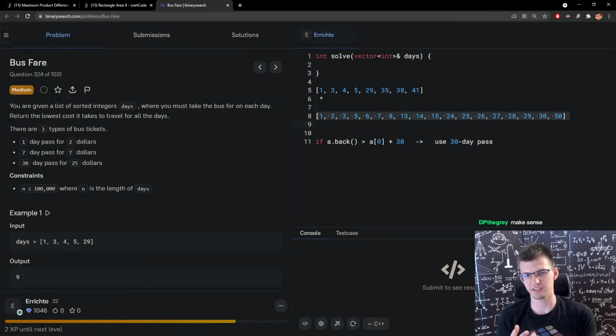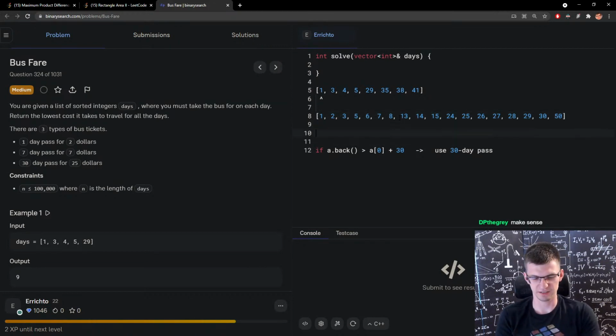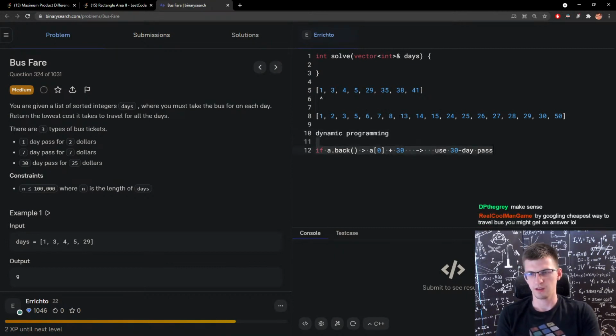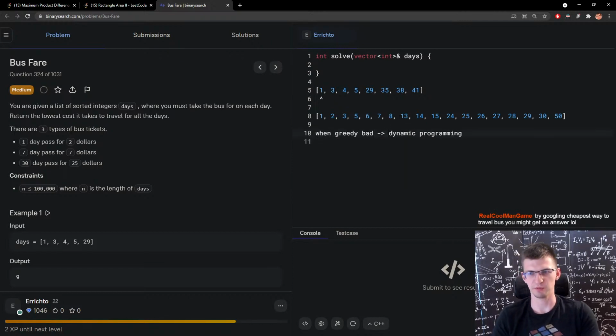And when greedy doesn't work, the next idea is dynamic programming. So when greedy doesn't work, use dynamic programming. That's very common. And there is another reason why you should think about DP from the very beginning.